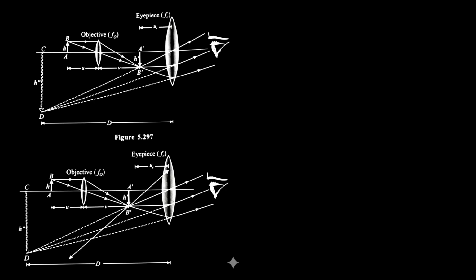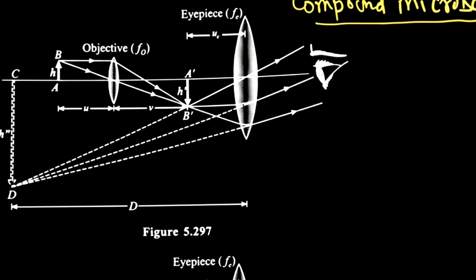Now, the disadvantage of a simple microscope is that we can only magnify an object up to 4 times. If I want to magnify an object more than 4 times, we have to use another microscope, called a compound microscope. In a compound microscope, we use two lenses. The first lens we call the objective lens. The second lens we call the eyepiece. So we are using two convex lenses. The one towards the eye is the eyepiece, and the one towards the object is the objective.